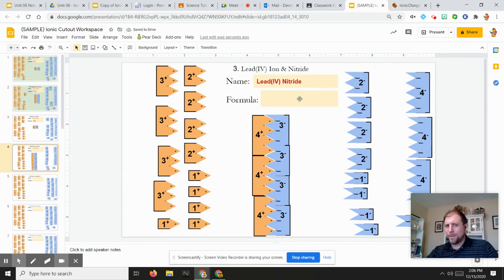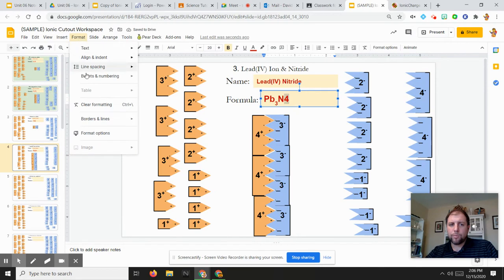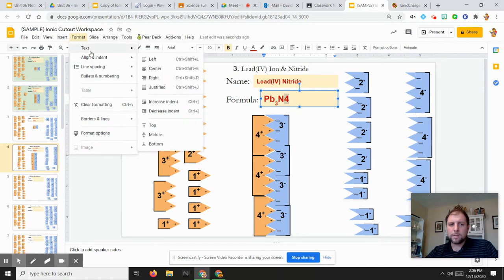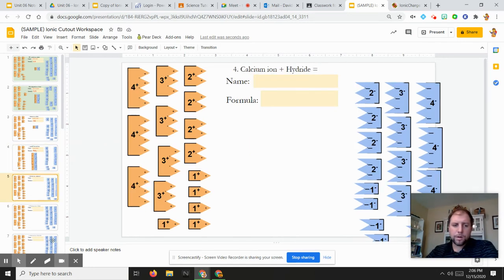This is a bit of a tricky one. Okay, how many leads were there? By the way, lead is Pb. How many leads did we use? We used 1, 2, 3 leads. And how many nitrides did we use? 1, 2, 3, 4 nitrides. So Pb3N4. You just got to make sure that you highlight these things, go to format, text, subscript, to turn them into the appropriate nomenclature, to tell us how many different atoms there are. These are subscripts. These are little numbers down below. So Pb3N4.